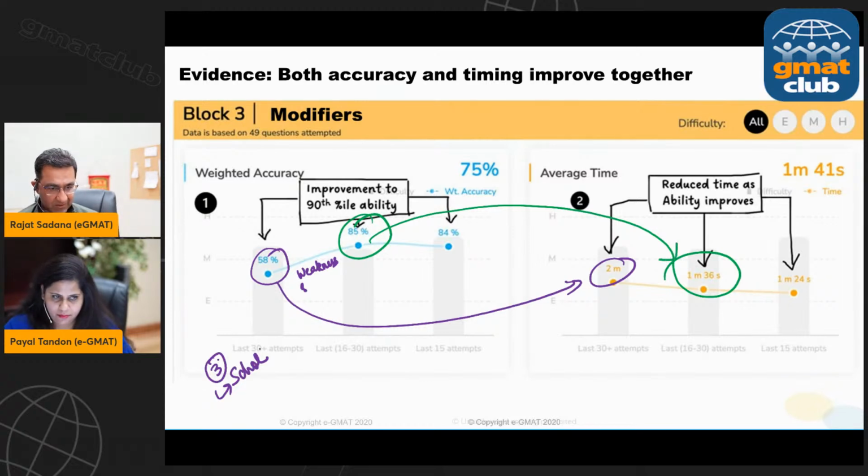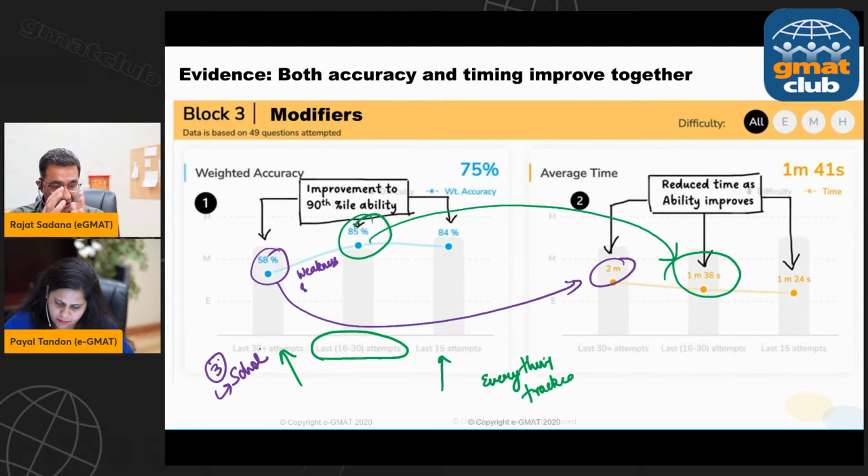And we track this in Scholarium, where the first block is the 30 plus attempts. The second vertical bar chart is 16 to 30 attempts. And the last one is the last 15 questions. And you need to be able to divide that accuracy into chunks and really say, are you truly improving?